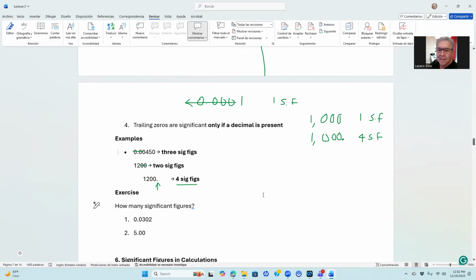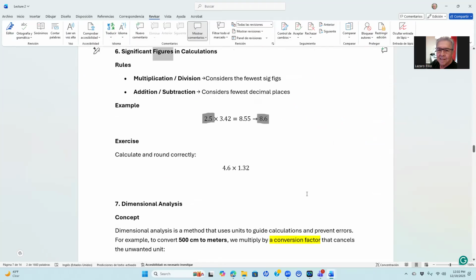Then now we are going to continue with our lecture. How many significant figures? 0.0302, 5.00. 6. Significant figures in calculations. Rules. Multiplication/division considers the fewest sig figs. Addition/subtraction considers fewest decimal places.